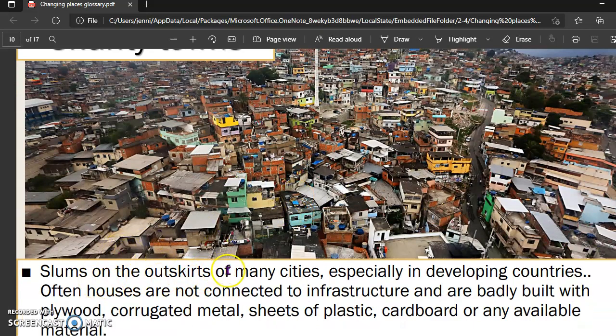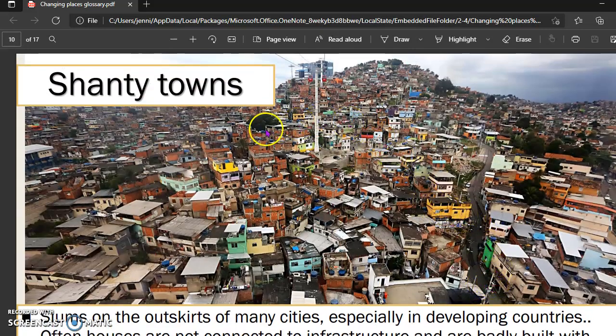They are slums on the outskirts of many cities, especially in developing countries. Nowadays, we don't tend to have slums, as it were, in developed countries, though of course there are areas of cities that are poorer than others. This happens as a result of rural-urban migration. We're going to look at a few case studies of this.